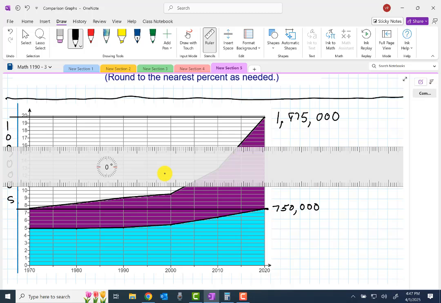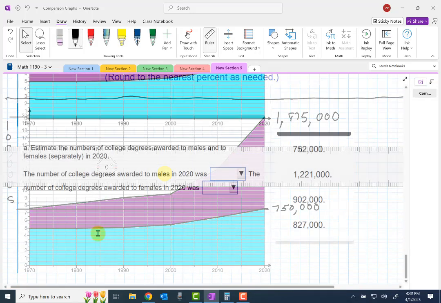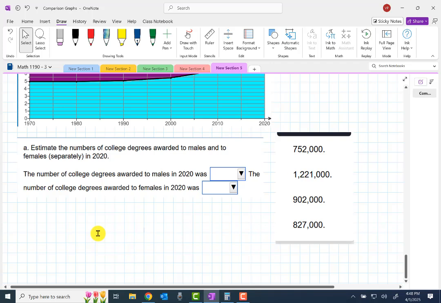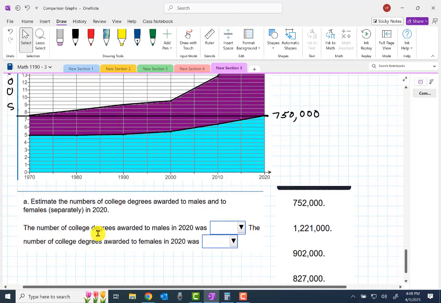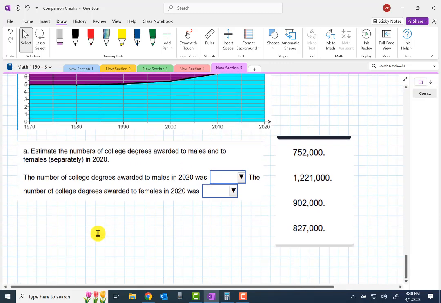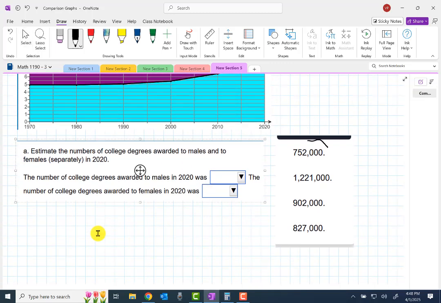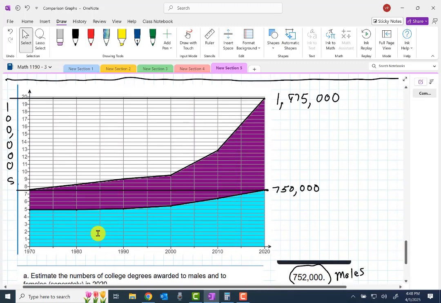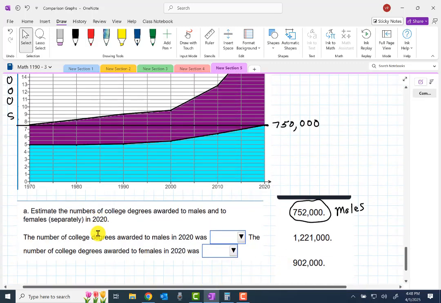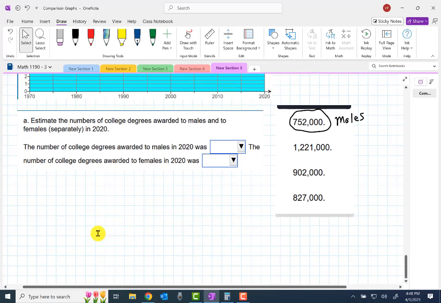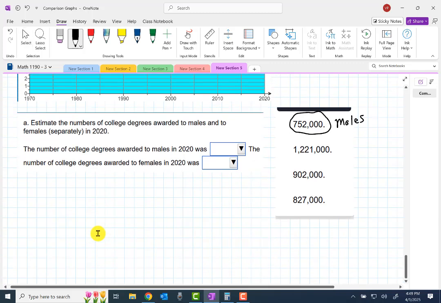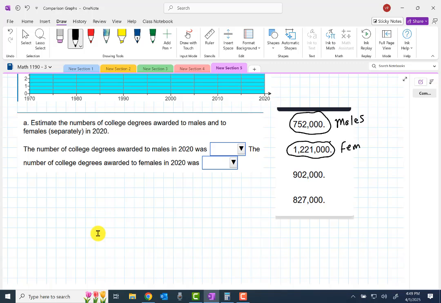So that's what I'm going for the girls. Now let's take a look and see the options they give us. When you go to do the problem, these will be the choices of the drop down. And we can see for the males, I estimated 750,000. So the closest thing on this list is that number. So that's what I would choose for the males. And then the females was 1.975 million. And the closest for the females would be this, 1.221 million. So there'd be the females.